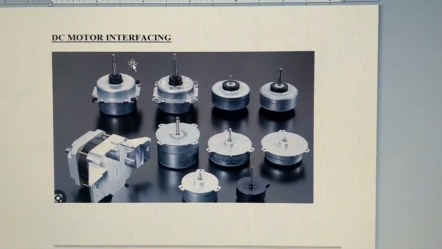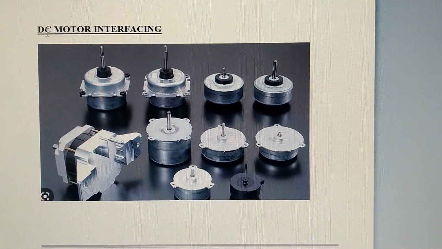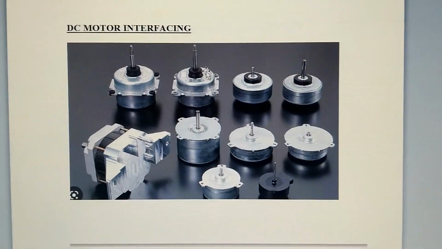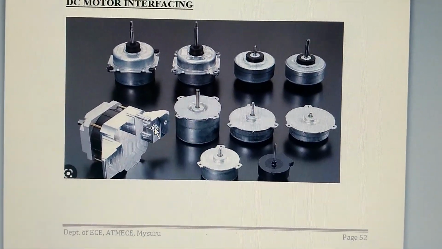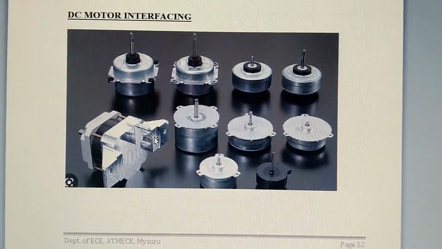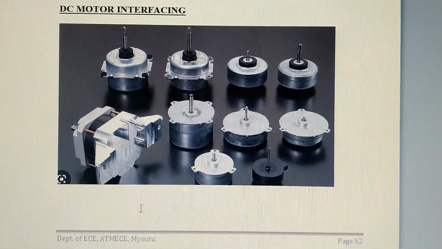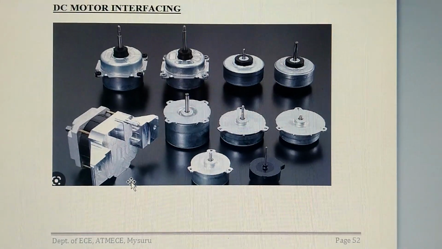So today we will be discussing another part B experiment of HDL, that is DC motor interfacing. In the figure you can see there are a lot of DC motors here. The DC motor is called a brushless motor. One more thing, the experiment is to control the speed of the DC motor.